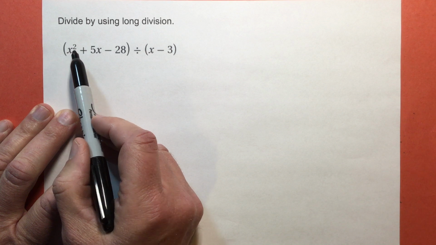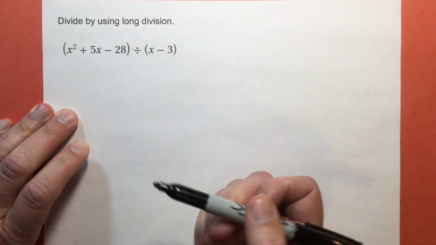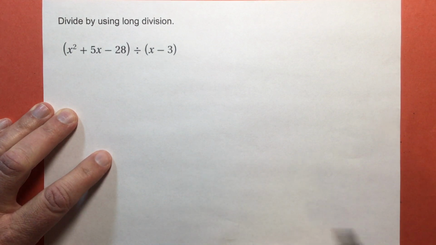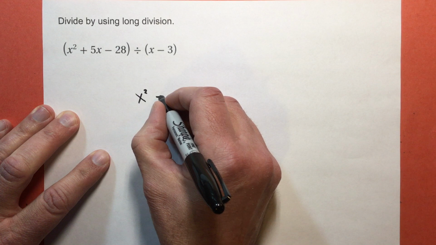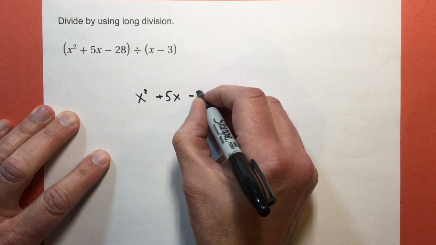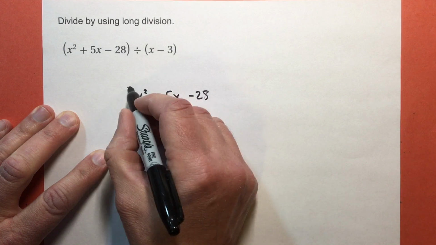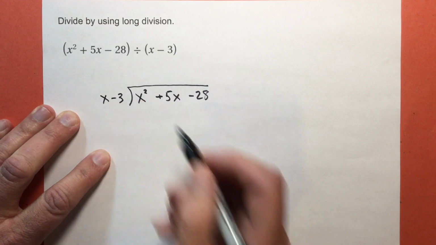So this is in standard form, and I have a term for each. I have x to the second power, x to the first power, and I have my constant, which is actually x to the 0 power, but we'll talk about that later. So I have x to the second power plus 5x, subtract 28, and I'm going to divide by x subtract 3.